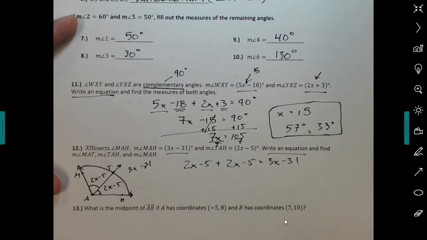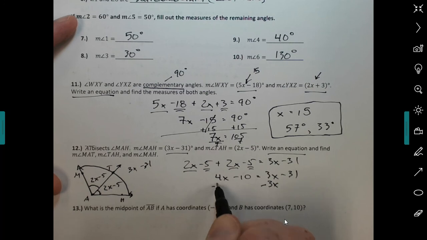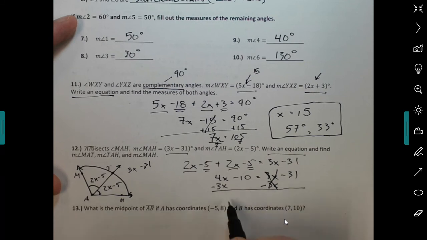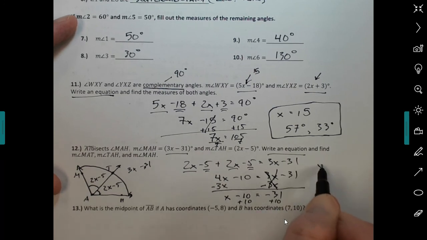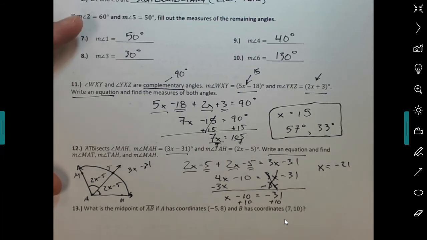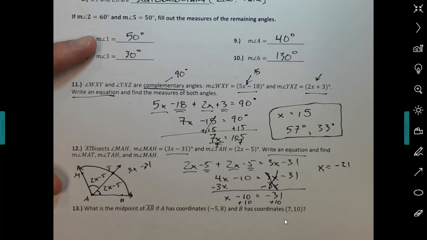And now I can go through my solution process again, combining my terms. I've got 4x's minus 10, and I can't do anything to the right yet. I always believe in handling the x's first. There's more x's on the left side, so let's get rid of the ones on the right side. I'm down to x minus 10 equals a negative 31, and if I add 10 to both sides, I find out x is negative 21. I'm not going to freak out about that because I'm pretty solid on my math. I think I did a pretty good job.